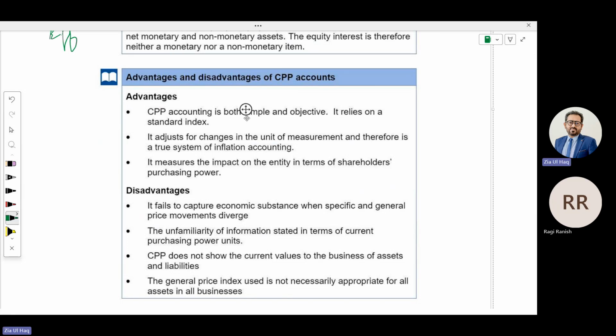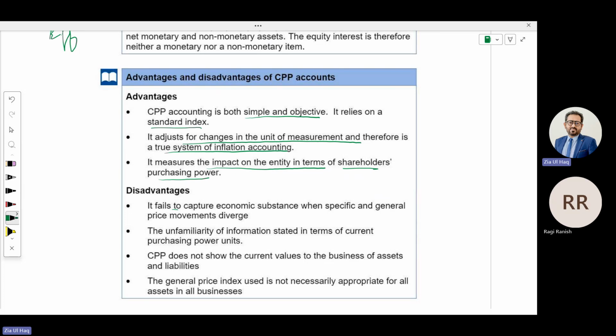There are some advantages of this CPP accounting method. CPP accounting is both simple and objective. It relies on a standard index. It adjusts for changes in the unit of measurement and therefore is a true system of inflation accounting. It measures the impact on the entity in terms of shareholders' purchasing power. Meaning according to purchasing power, we are adjusting everything.